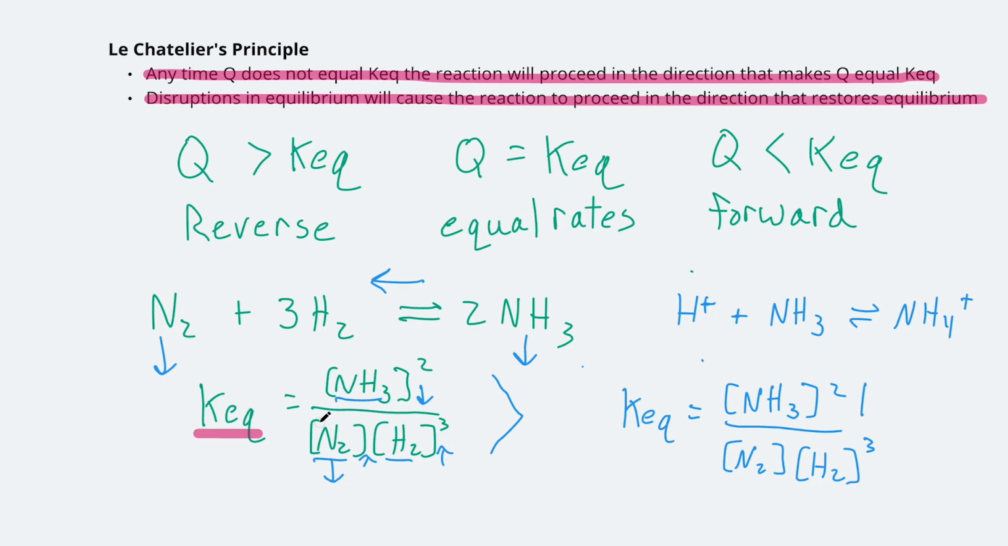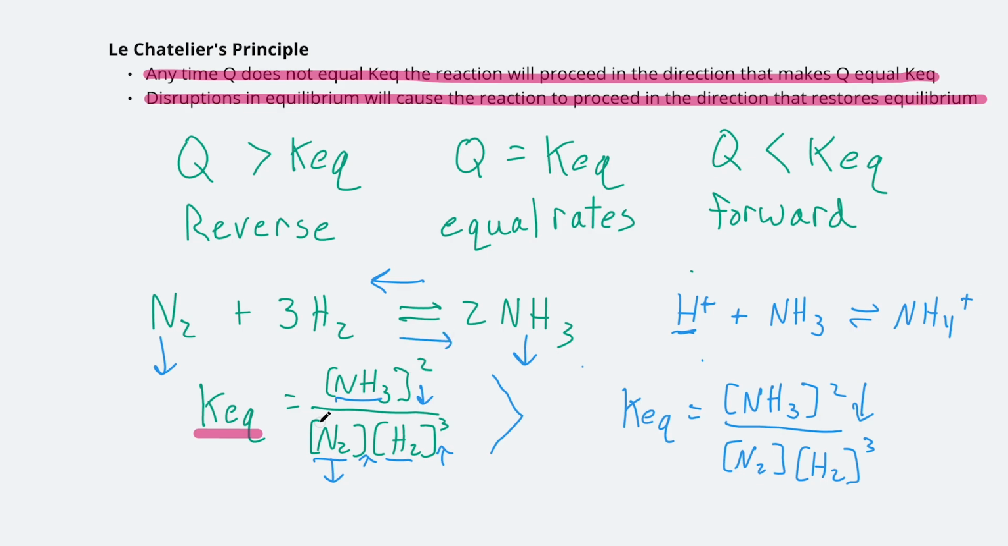So if NH3 goes down, that would mean that your fraction is now too small. So the reaction needs to proceed in a way that raises that fraction back up. So it's going to need to produce more NH3 to offset the loss of NH3. So in this scenario, if we added an acid or lowered the pH, the reaction would then shift to the right to try and produce more NH3.